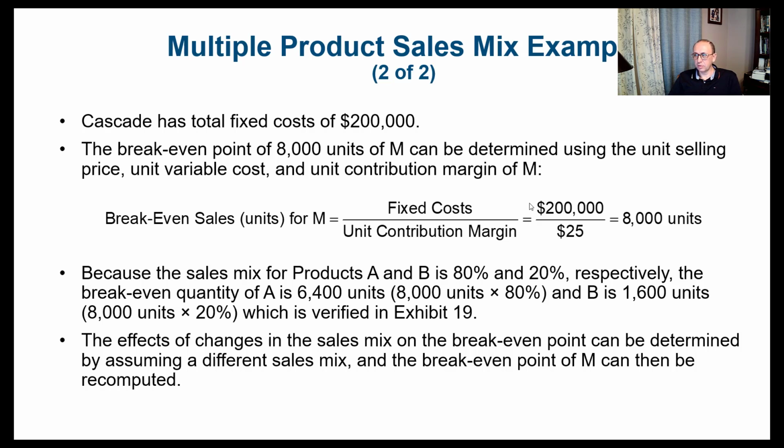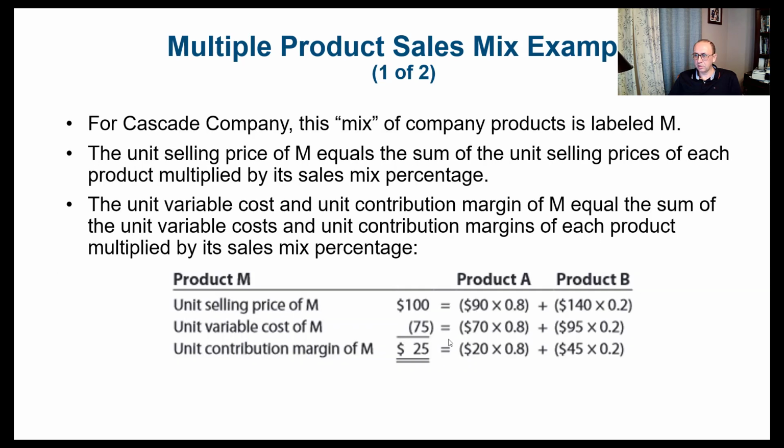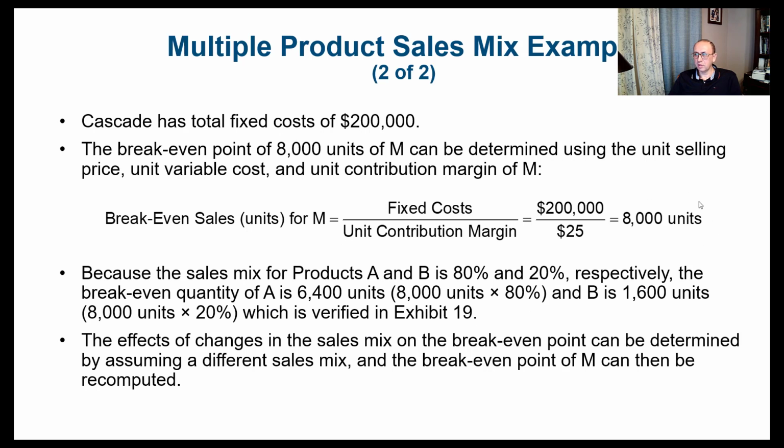So we have here the $200,000 fixed cost and the unit contribution margin of $25 that we just calculated, and that would give us 8,000 units. So 8,000 units need to be sold in total for the mix to break even. Because the sales mix for products A and B is 80% and 20%, we take the 8,000 multiplied by 80%, and that gives the number of units for product A, which is 6,400. We do the same thing, 20% multiplied by 8,000 units, and that would be 1,600. That's the number of units for product B.